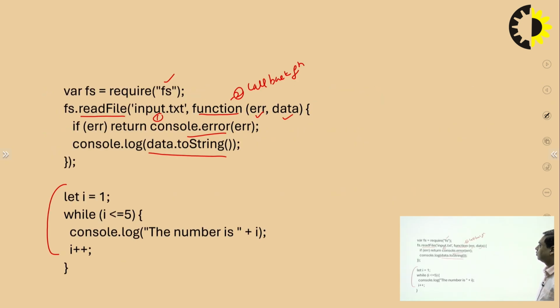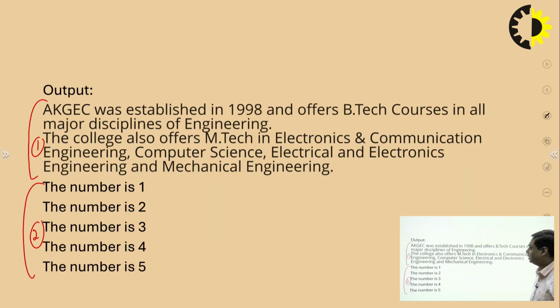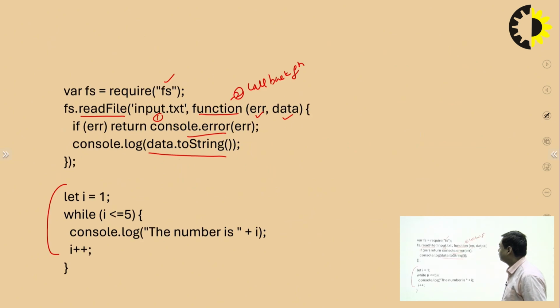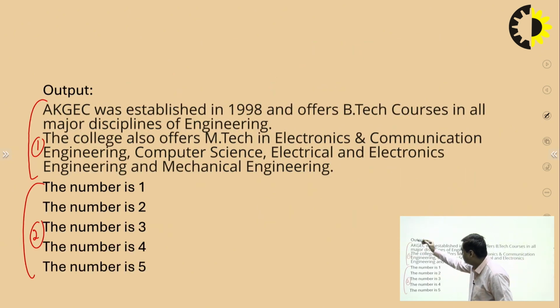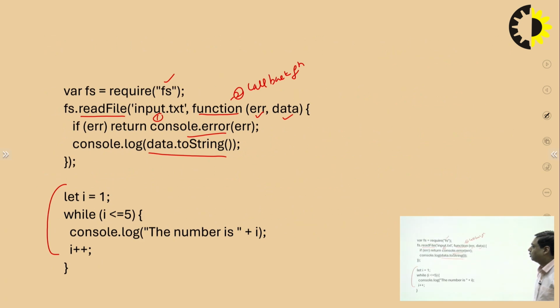Okay, the output is not mentioned here. But you can see that when we run the asynchronous function, this output will come first and the output of the file will come later. What is important is that displaying the content is running simultaneously with this code.